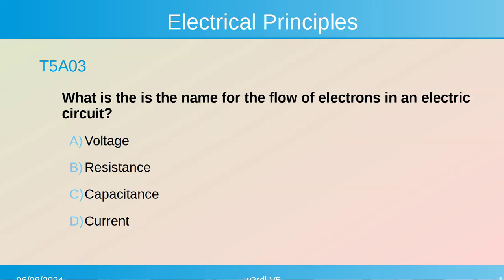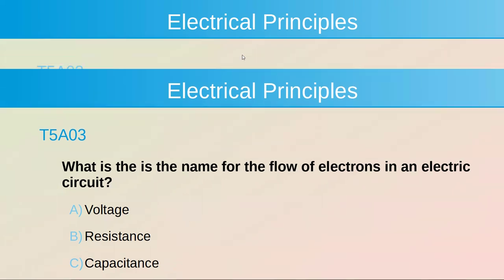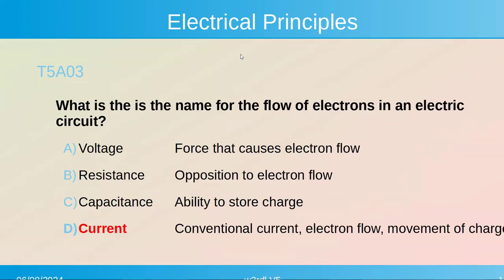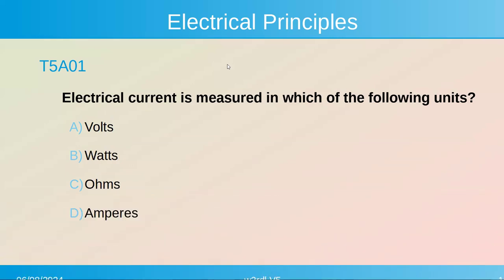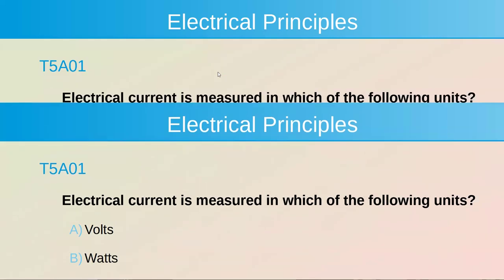Just to get you in practice, use the phonetic alphabet. Alpha, Bravo, Charlie, Delta, because you'll have to learn that later on. I'd go with Delta, current. It's a flow. Okay, electrical current is measured in which of the following units? Amps. Delta. Alright.